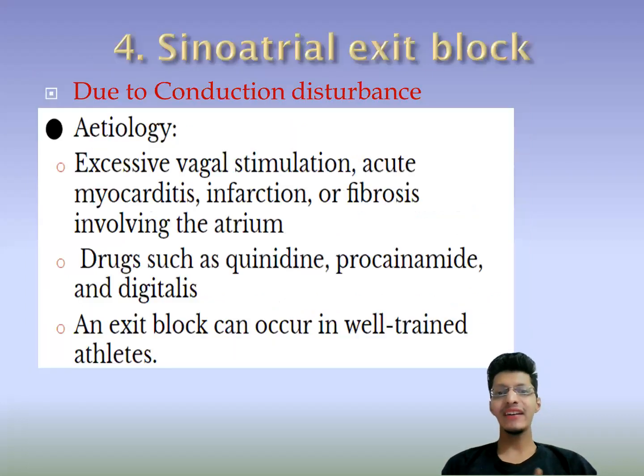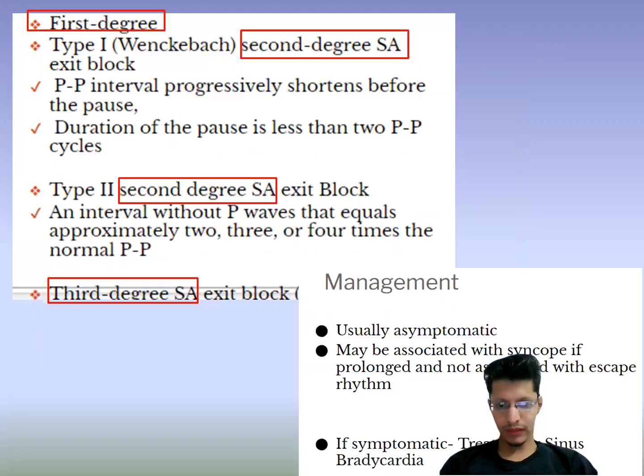So we have a sinoatrial exit block. In sinoatrial exit block, it's a type of conduction disturbance, again due to excessive vagal tone, myocarditis, infarction, or some kind of fibrosis. It also occurs due to quinidine and procainamide, and also in digitalis toxicity. They have been classified into type 1 block, secondary block, and the tertiary block or the third degree block.